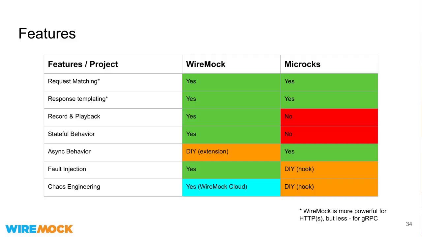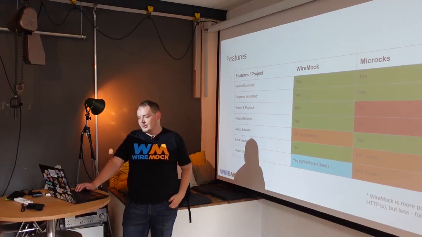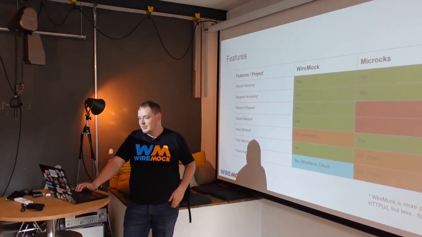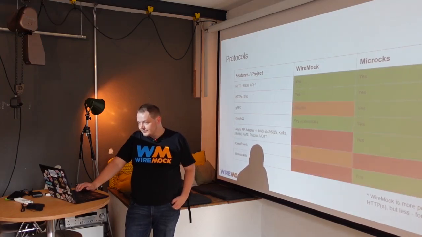And the key weakness for WireMock is, of course, async behavior, because at the moment it doesn't support it, while Microcks does. So, for example, if you use WebSockets, etc., that are supposed to be async, then with WireMock you have to use stateful behavior. So basically, it has a state machine that can reproduce async behavior, but it's much more complex. The rest of the features are more or less the same.